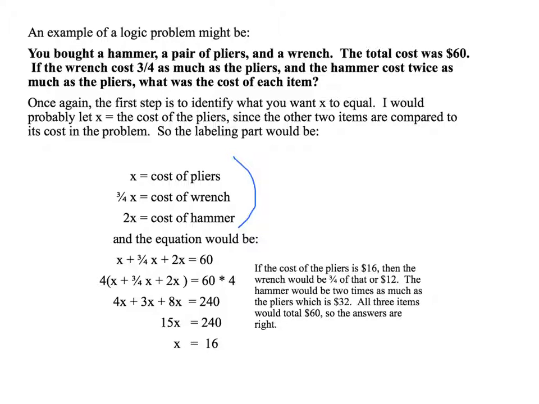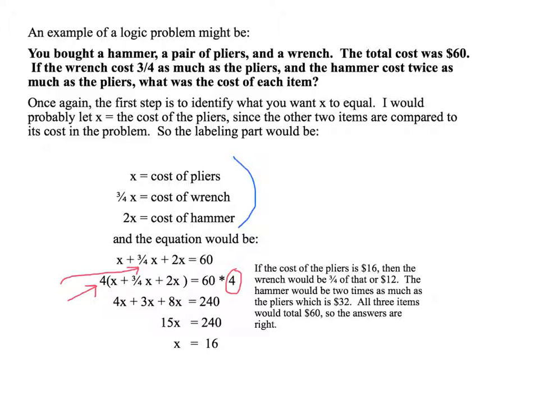From that then, I have an equation, and the equation would be x plus 3/4 x plus 2x is equal to 60. Now this is one of those problems in which I have a fraction, and it can certainly be solved many different ways. Because it has the denominator of 4 in that fraction, I would probably multiply both sides by 4, and you can see that I have done that in the second step of the equation in order to simplify that just a little bit more.